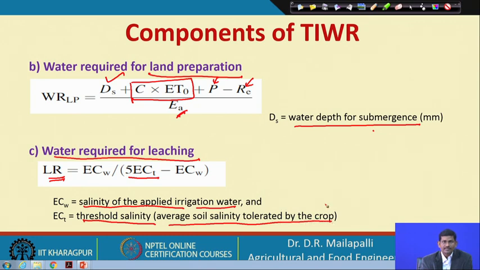Each crop has a tolerance level, and based on that we decide what ECt is. So, that is 5 times ECt minus ECw, and this will give the leachate requirement. The water required for leaching the salts is estimated using this equation.